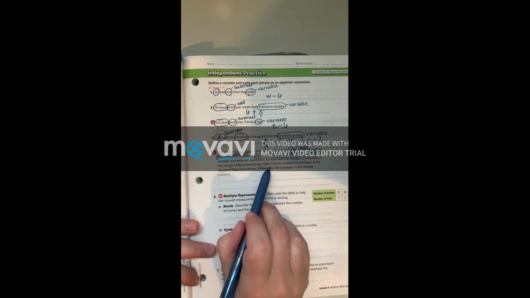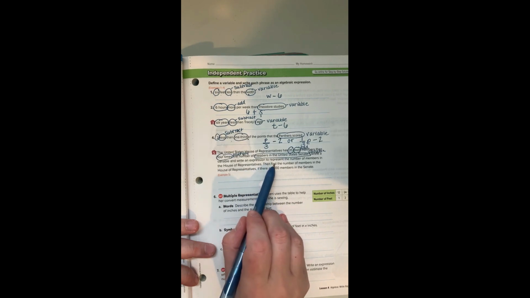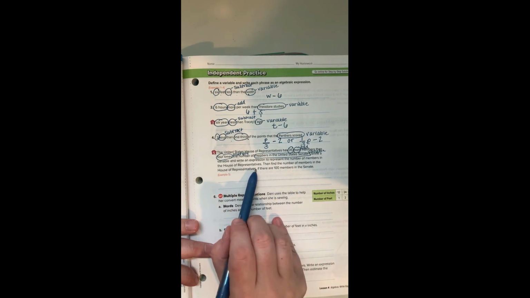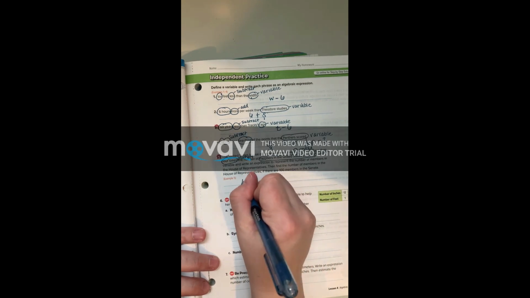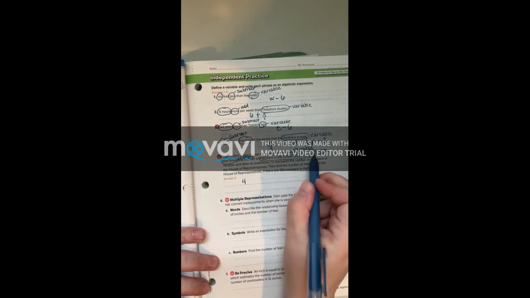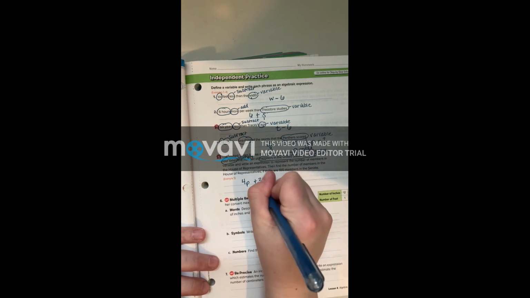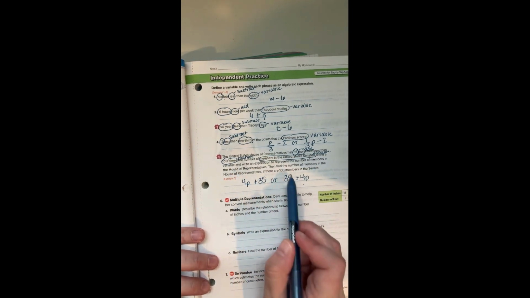Define a variable and write an expression to represent the number of members in the House of Representatives. So let's do that first. 35 more members than 4 times my variable, 4P, plus 35. Now, you can write that any way. You could say 35 plus 4P, okay? So we wrote our expression.